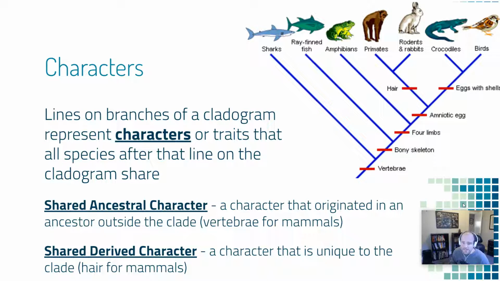You'll see shared ancestral character. These are a character that originated in an ancestor outside the clade. So if our clade or grouping is just mammals, vertebrae go way, way back. Lots of different species have vertebrae. So that would be a shared ancestral character, not unique to our clade, but it's present. A shared derived character is just unique to that clade, so like I talked about with hair.